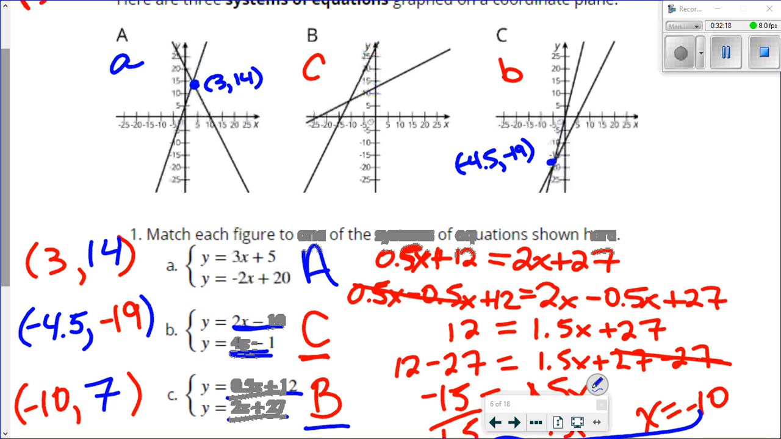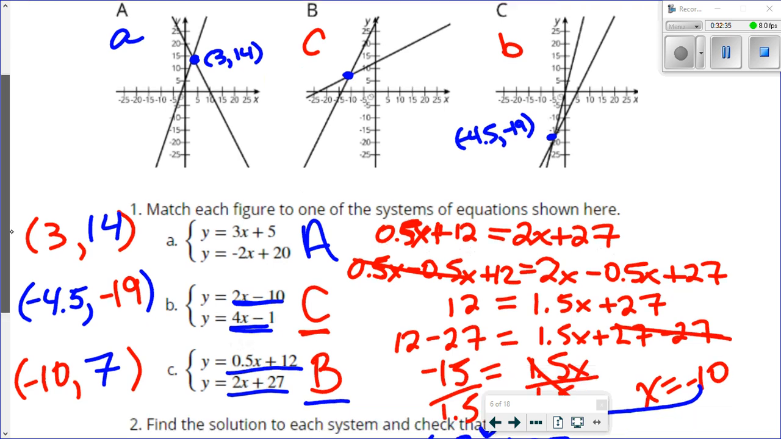So if I go left 10, up approximately 7, there we go. There we have our point of intersection. So we are confirmed that graph B does in fact match system C, or the third system. And we proved that algebraically here.